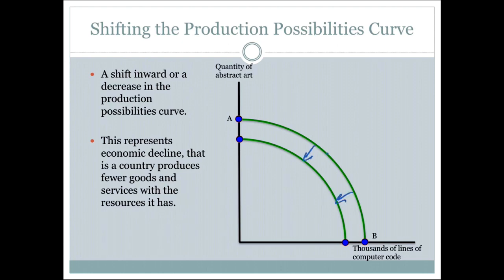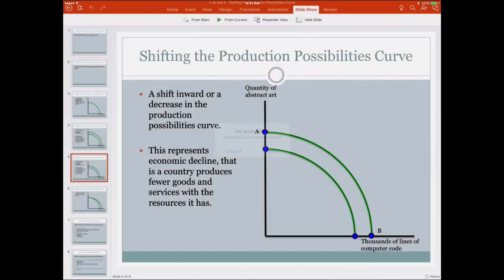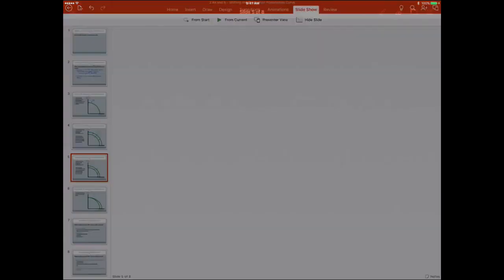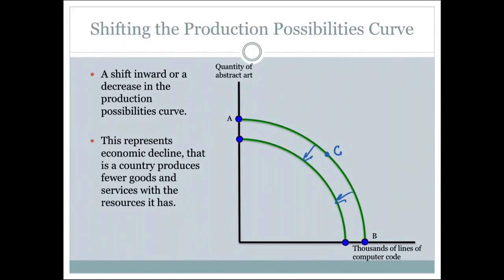That is, if we were at point C, and now we're in red, and we now move to point D, D clearly has less computer code and less abstract art than we could produce before. So an inward shift or a decrease in the production possibilities curve represents economic decline. Basically it means you can produce fewer goods and services with the resources that you have.